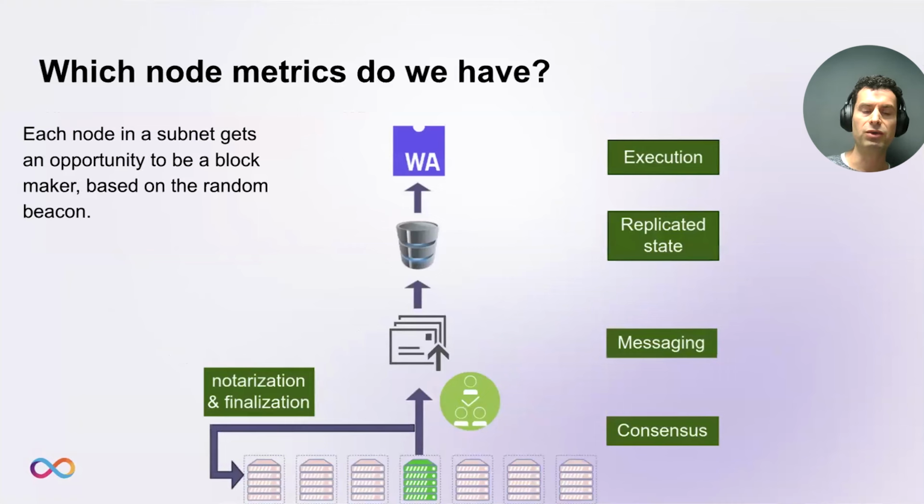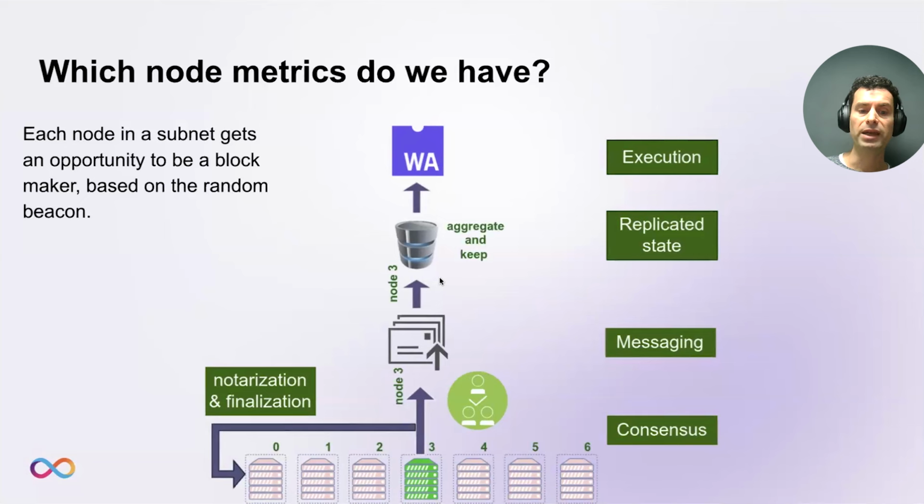So how does this work? Which node metrics do we have specifically? On the lowest level, you have the consensus layer in the IC, which means that a particular node proposes a block, and then that proposed block goes through the consensus communication with other nodes. When all nodes notarize and finalize, the block gets passed over to the message routing layer, and the messages get written to the replicated state and passed over to execution for executing the actual messages from the block. This is a very high level illustration of how things work in the IC. Next slide, please.